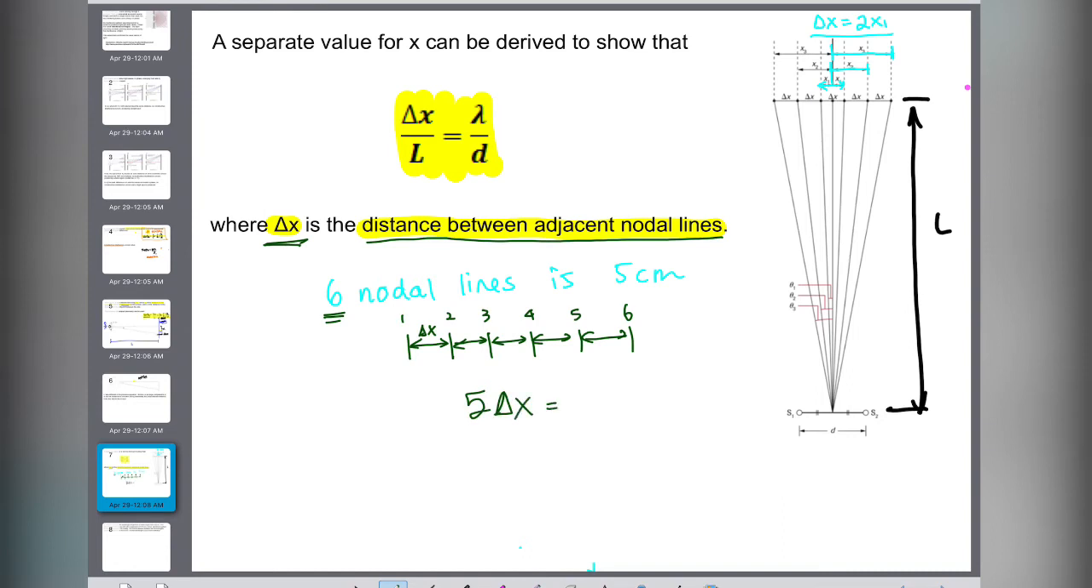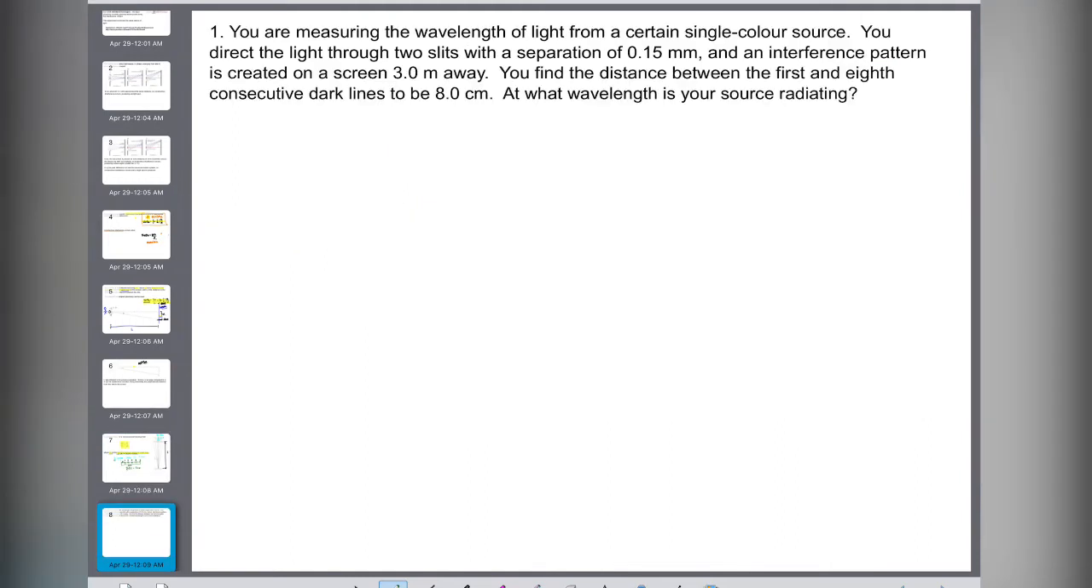And they're telling you that the distance between 6 nodal lines is 5 centimeters. So it's not 6 delta x equals 5, it's actually 5 delta x equals 5. So make sure you draw the picture. Every time they say distance between nodal lines, draw the picture and figure out how many delta x there are. Okay, so let's see what they give you.